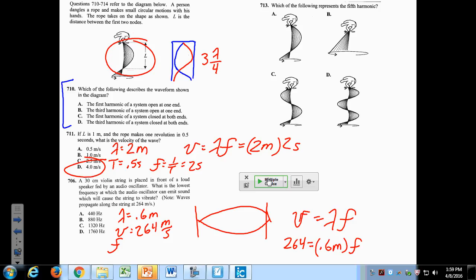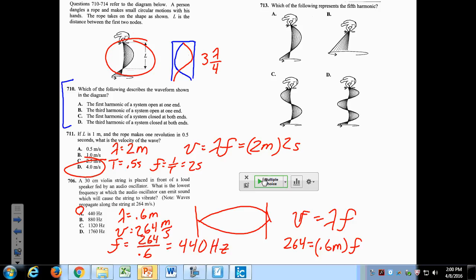How do you get that? How do you get 880? Well, the frequency is v over lambda. 264 divided by 0.6. That is right, isn't it? I don't know, maybe it is 440. Yeah, it is 440. You're right. I'm sorry. Yeah, so that is 440. Don't worry, I'll get used to it. Okay?